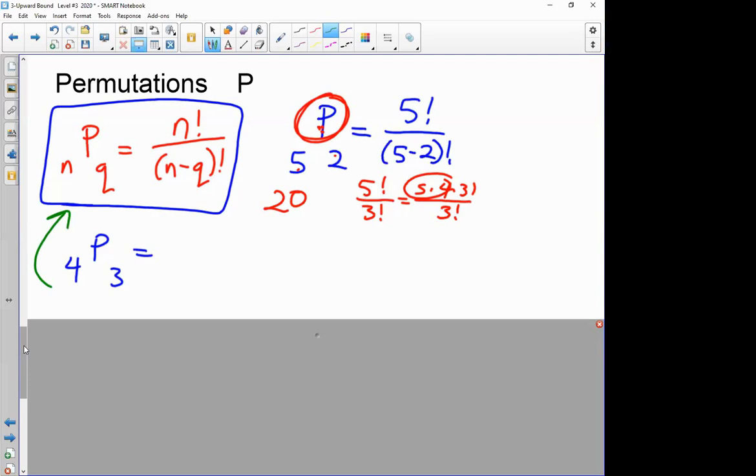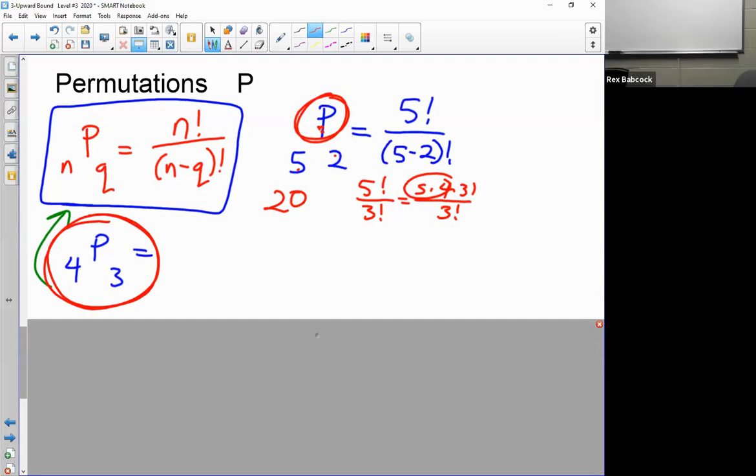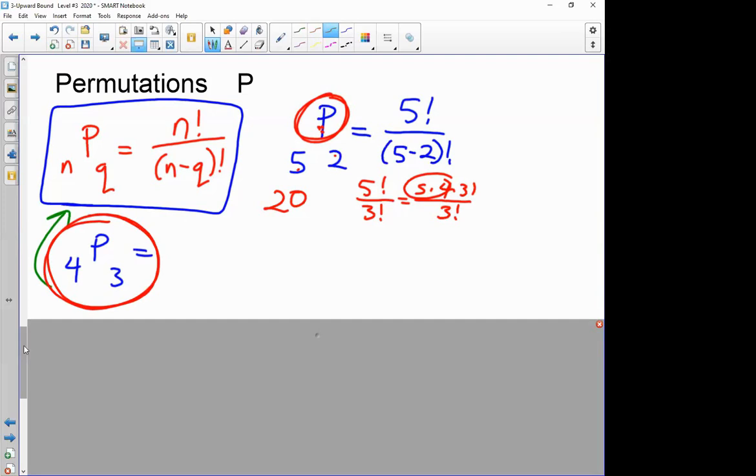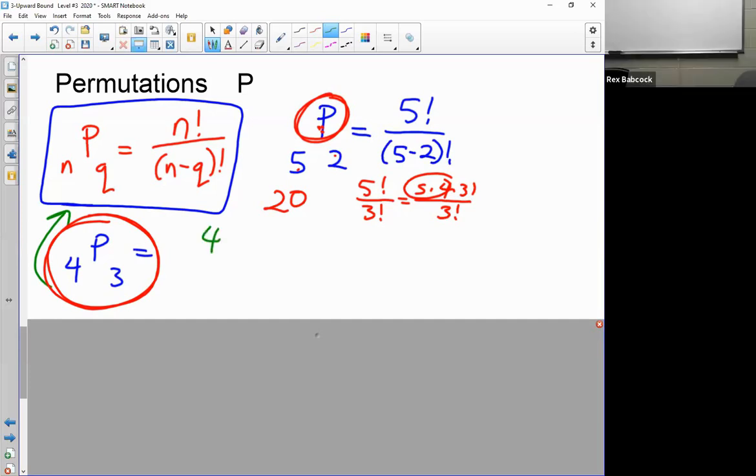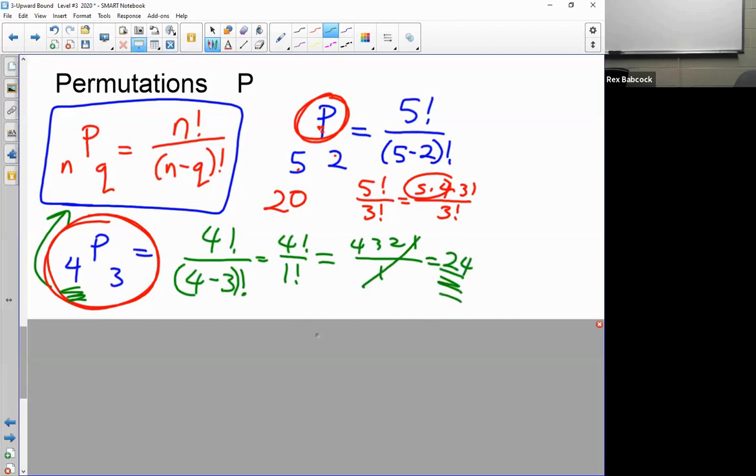On your calculator, you'll put 4, and then go to that screen that Mr. Babcock just talked to you about, choose permutation, and then put a 3 in at the end. Just like this. See if we agree or not. It's going to be 4 factorial over 4 minus 3 factorial. So I have 4 factorial over 1 factorial. 4 factorial is 4, 3, 2, 1. 1 factorial is 1. 24 is the answer, either with or without a calculator.